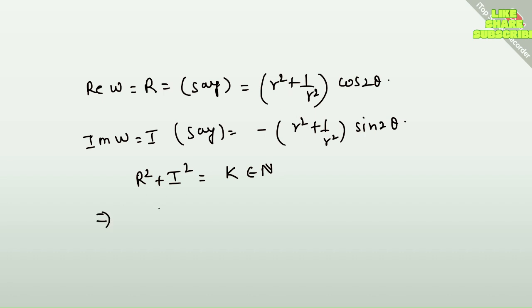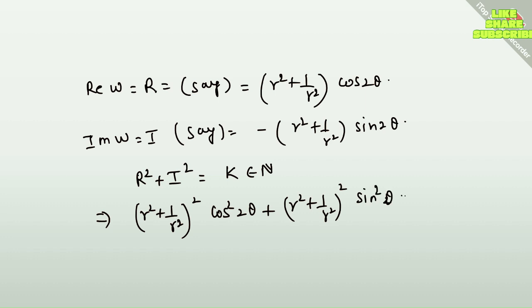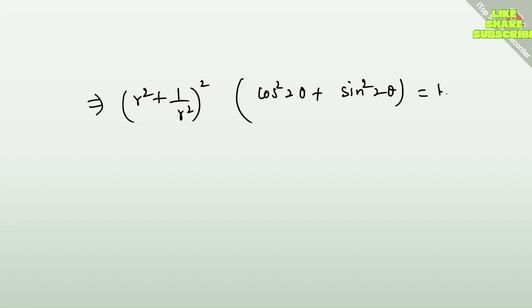So squaring, we have R square plus 1 over R square whole square cos square 2 theta plus R square plus 1 over R square whole square sin square 2 theta, and this is equal to k. Now we can write R square plus 1 over R square raised to power 2 times cos square 2 theta plus sin square 2 theta is equal to k. By the trigonometric identity, the value of this term is 1. So we have R square plus 1 over R square raised to power 2 is equal to k.